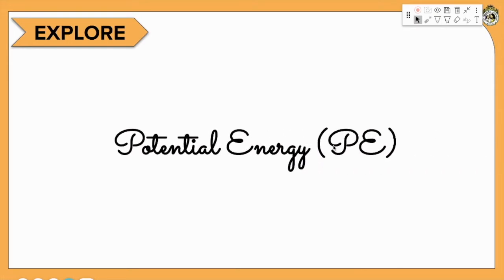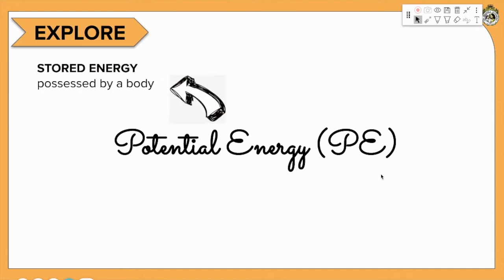Okay. Let's now look at the first one, potential energy, or you can just shorten it to PE. So what is potential energy? Potential energy is stored energy, okay? It's stored energy possessed by a body. In other words, it's energy that's not yet being used, but it has the potential to provide energy, hence the term potential energy. You can also think of potential energy as energy in waiting.